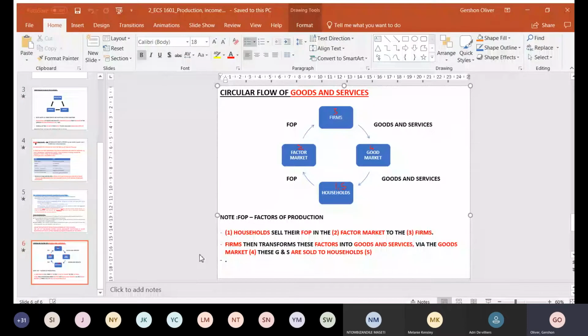Now we're going to move through to the circular flow of income and spending, and this is a bit more tricky. So we're going to go through it very slowly, but I am going to forward this through to everybody. I'm just going to go out and look for that quickly.